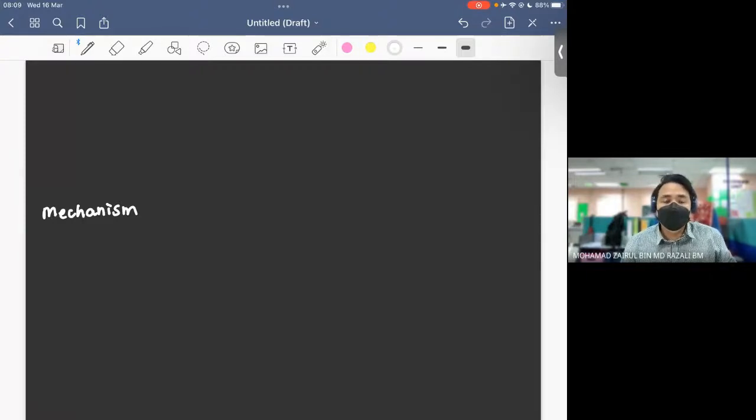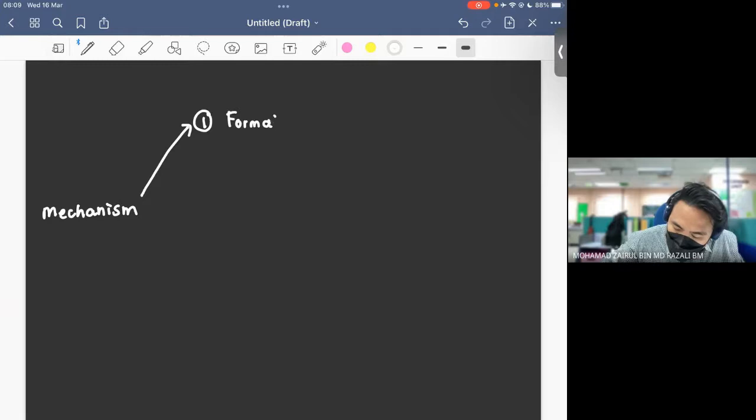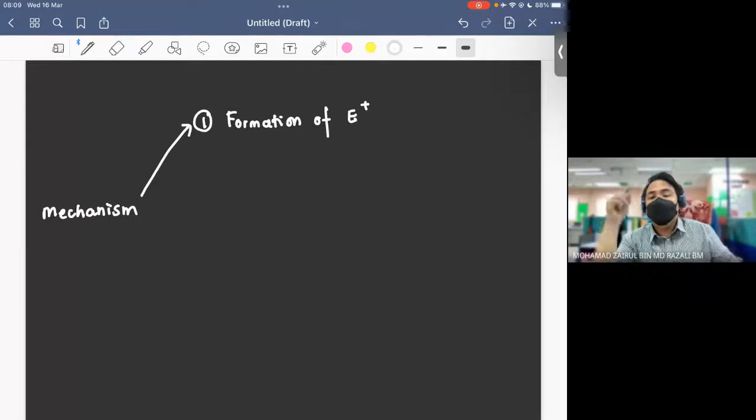Okay, so the mechanism dia adalah, it can be further divided into three different parts. So the first part of the mechanism will always involve the formation of electrophile. Electrophile normally we denoted as capital E with positive charge, superscript. So the first step untuk benzene mechanism, kita mesti hasilkan dulu electrophile. Sebab apa kita kena hasilkan electrophile? So that benzene itu boleh attack electrophile tu. So dia boleh attract electrophile tu masuk dekat dalam kita punya ring.